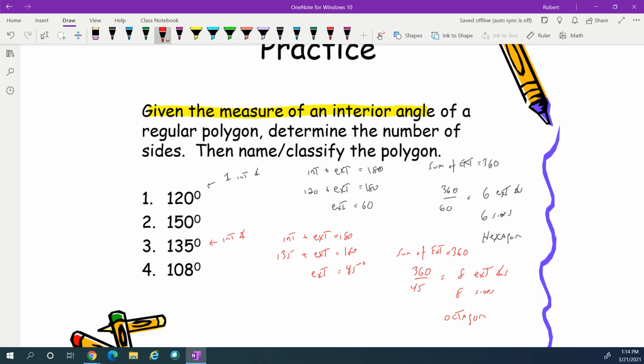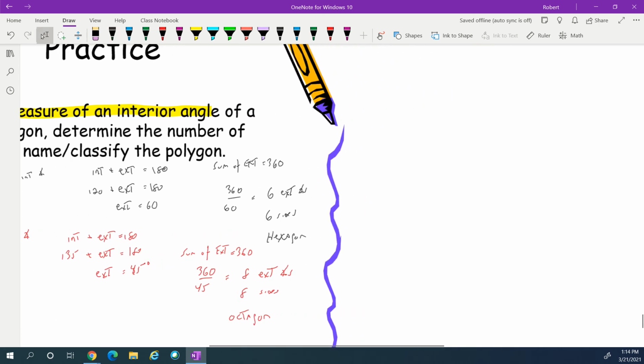So there's 3 main formulas for us to focus on. The sum of the interior, n minus 2 times 180. The sum of the exterior is always 360. And an interior plus an exterior equals 180. So it just depends which we're working with.